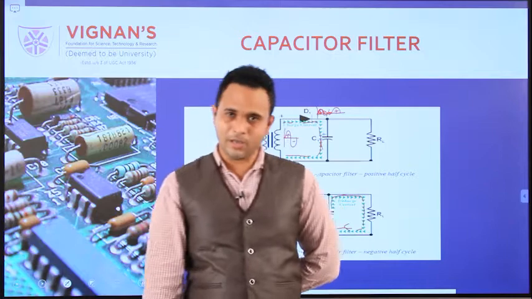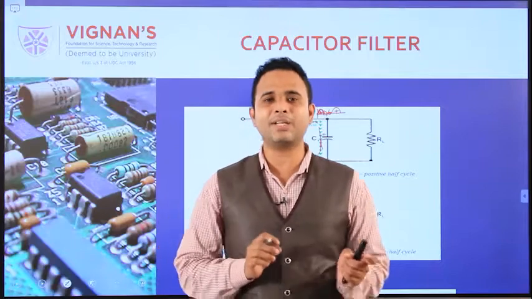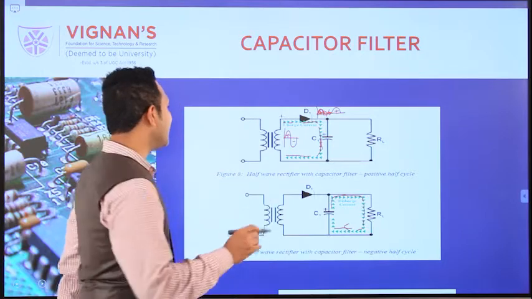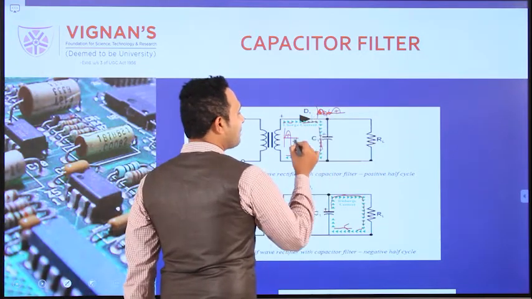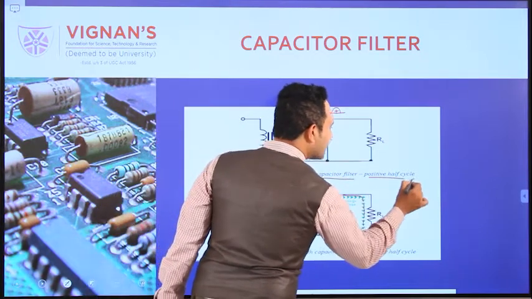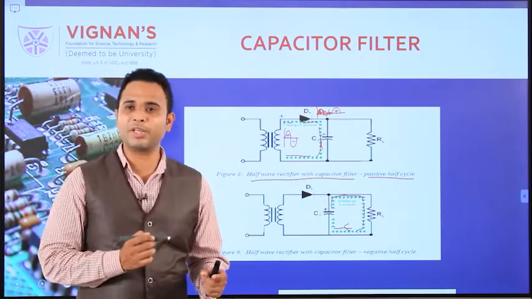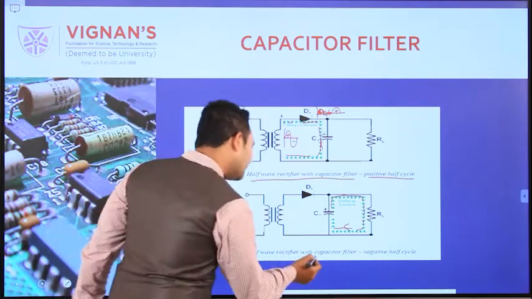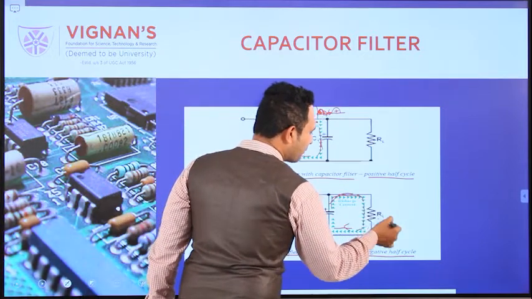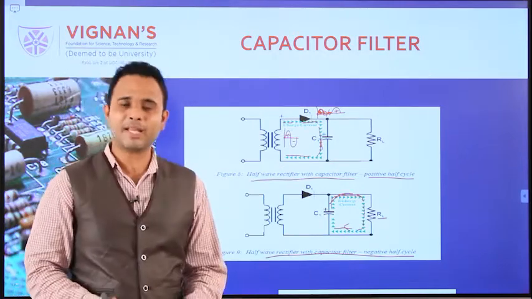So here we have to learn two things: one is the charging of the capacitor and the second is the discharging of the capacitor. The capacitor charges at the time of the positive pulse. So in the half wave rectifier with a capacitor, for the positive half cycle the capacitor charges. For the negative half cycle, the capacitor discharges through the load resistance, right? This is the basic operation of the capacitor.